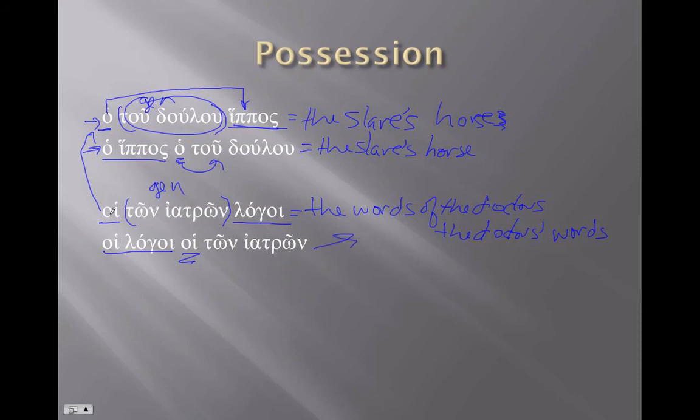Now, the way we've done this here, where we put the modifier, the genitive in this case, after the article, whether we repeat the article or not, this is called the attributive position. It's an attribute. It's describing this, tōn iatrōn, tou doulou. These are describing another noun. So they're an attribute of that noun. So now you know where you can place your genitive of possession nouns.